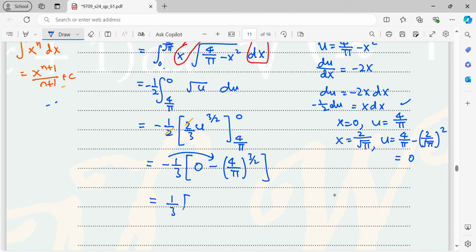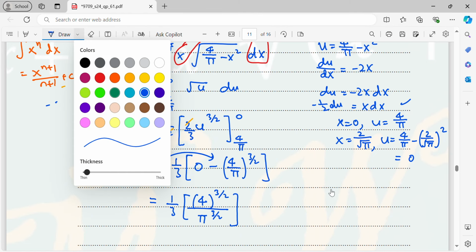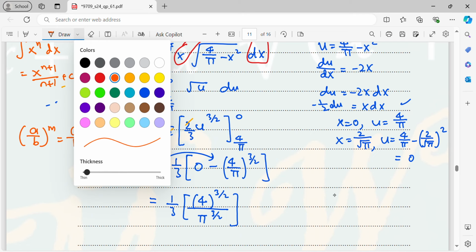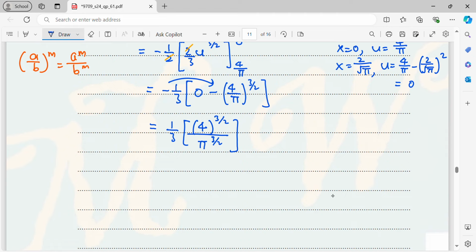1 over 3, 4 to the power of 3 over 2 divided by pi to the power of 3 over 2. Okay, because we have this formula, a over b to the power of m, that is a power m over b power m. So now here I will be getting 1 over 3, this is 8, then pi power 3 over 2. The over 2 means a square root of pi cube. So I combine everything, that is 8 over 3 square root of pi cube. So that is our answer. We have shown it here.